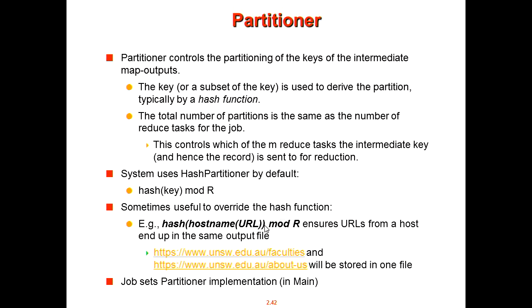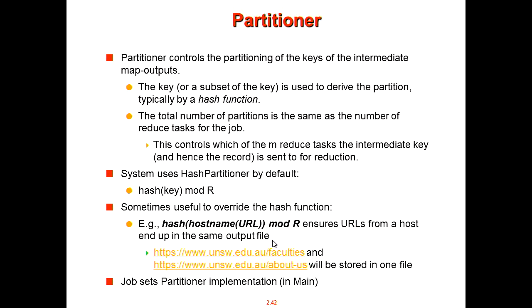So in this partitioner, we first get the host name of this URL. For this, we will get the host name as usw.edu.au, and for another one, it also has the same host name. And then we use the host name to compute the hash function, to compute the partition number. So for example, we first hash the host name of this URL, and mod R, where R is the number of partitions. So this can guarantee that the URLs from the same host will be processed by the same reducer. And as a result, they will be stored in the same file.